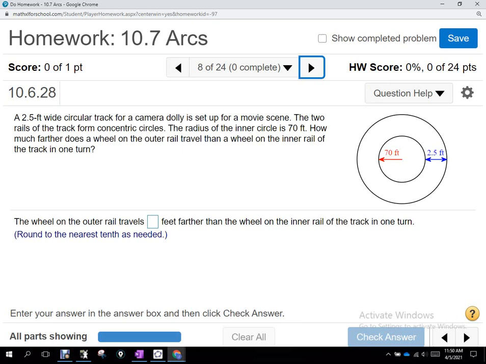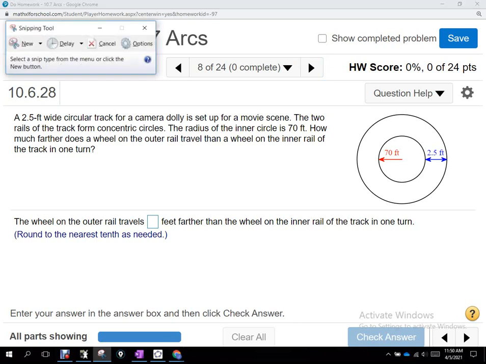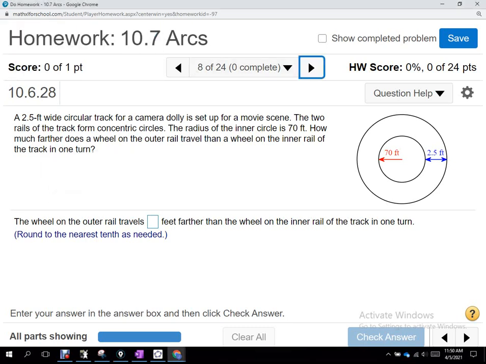It says a 2.5 foot wide circular track for a camera dolly is set up for a movie scene. So the two rails of the track form concentric circles. The radius of the inner circle is 70 feet. How much farther does the wheel on the outer rail travel than the wheel on the inner rail? So what we need to do here is, if we're talking about the distance a wheel travels, we're talking about circumference, right?